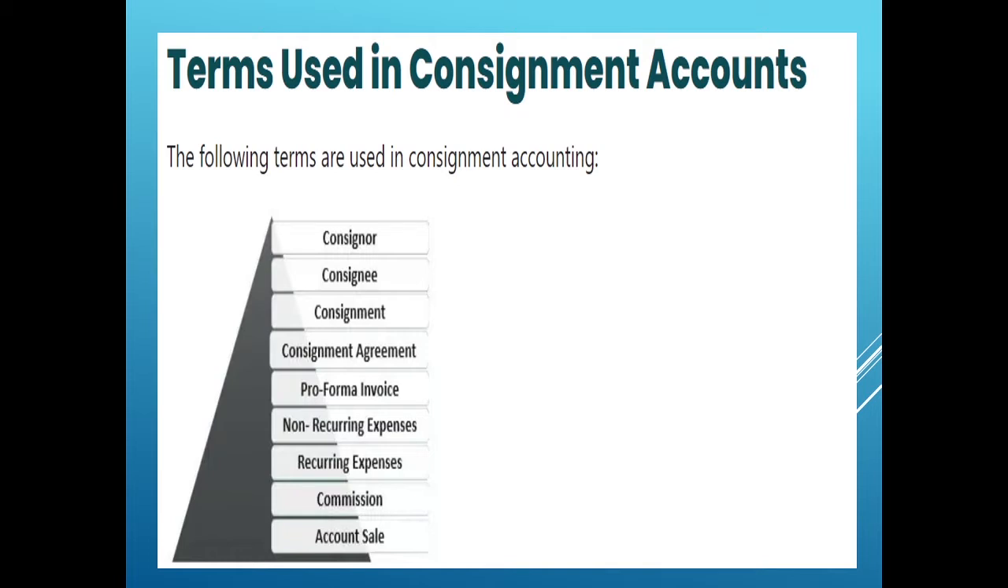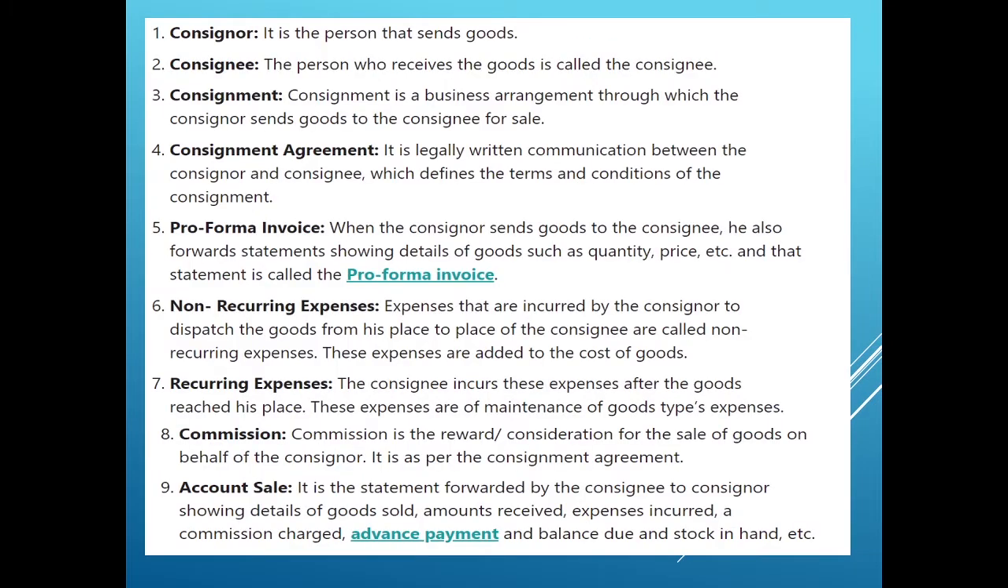Just remembering the terms which we use in consignment. The consignor is the person who is sending the goods for sale to the consignee. The consignee is the person who is receiving the goods and selling them on behalf of the consignor for a commission. The agreement between the two parties for sale of goods is called the consignment agreement. Then, pro forma invoice.